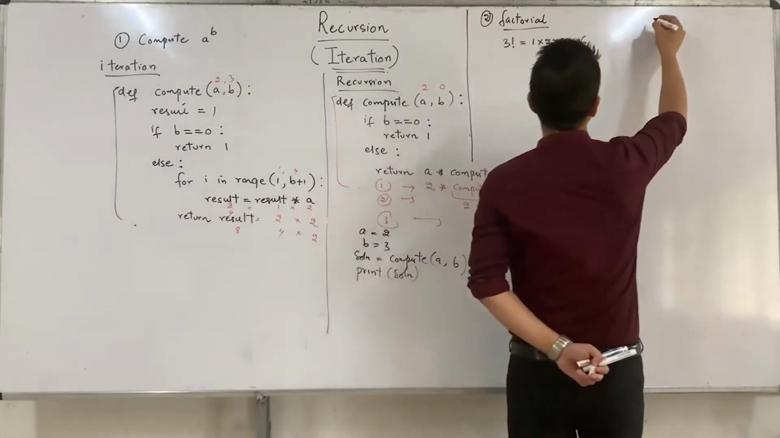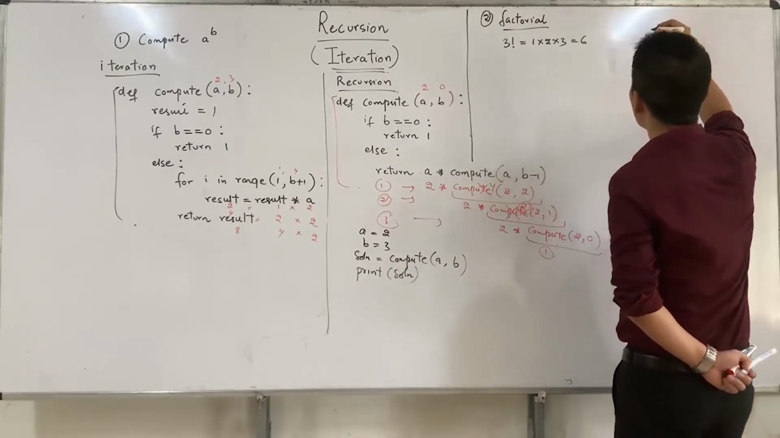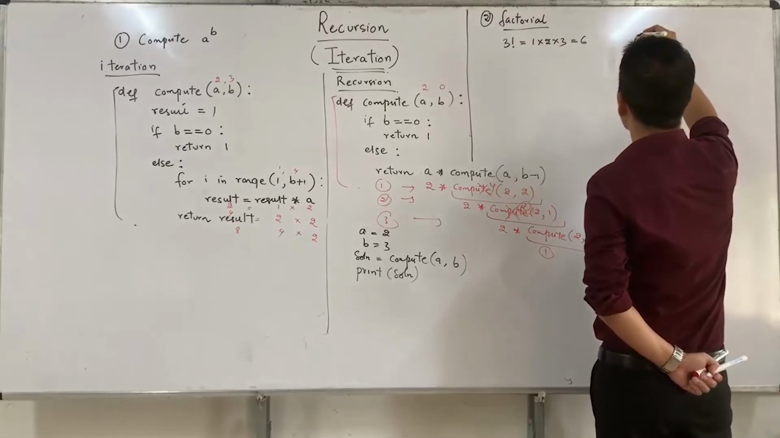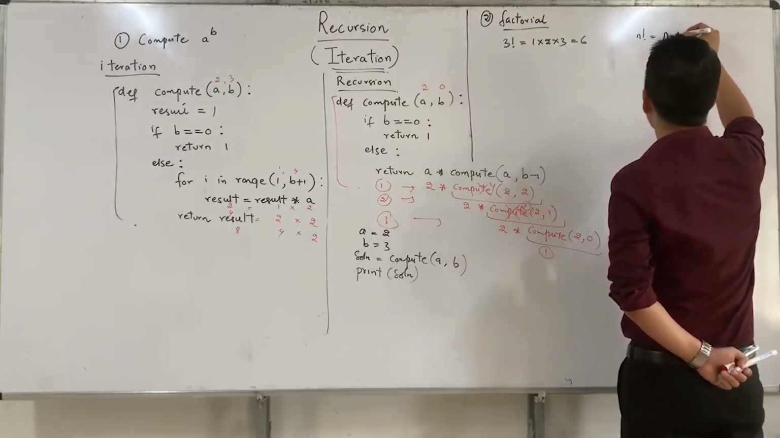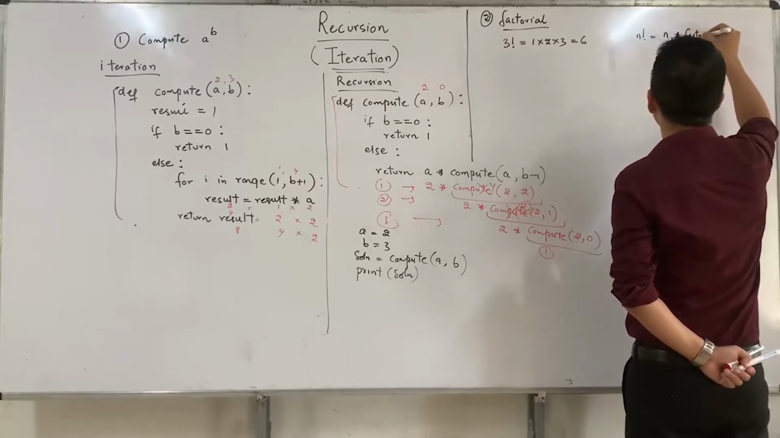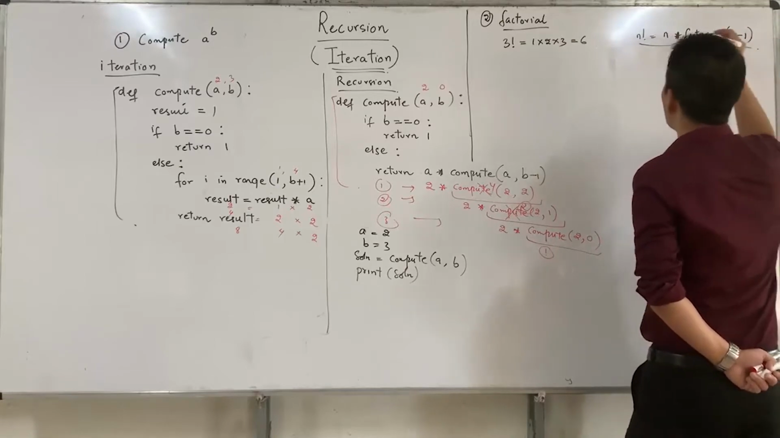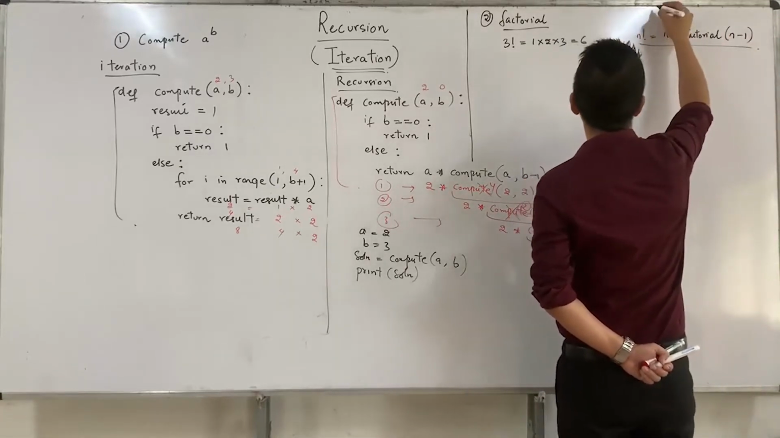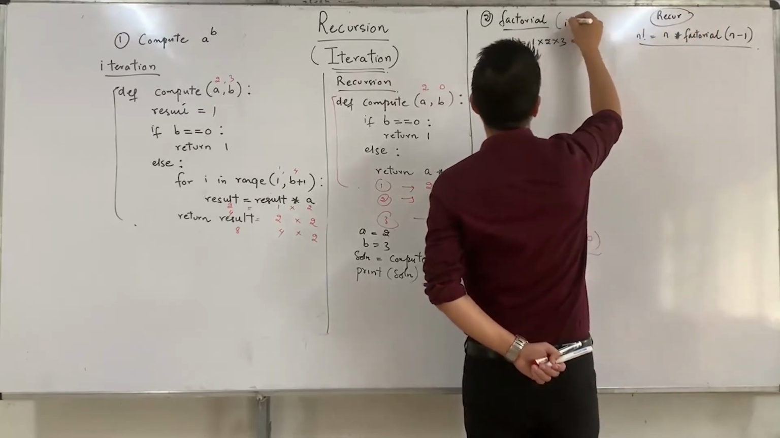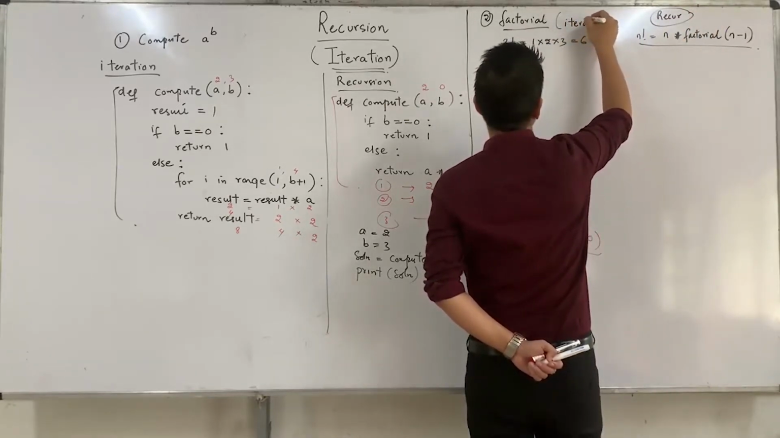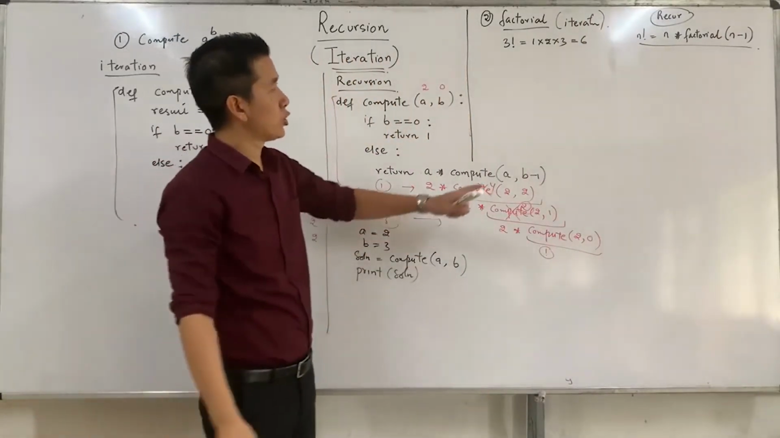However, if you want to express the factorial in terms of the recursion, it's going to be something like this. N factorial is equal to n multiplied by factorial of n minus 1. So this is using the recursion, and this is using the iteration. So you will see the difference between the two.